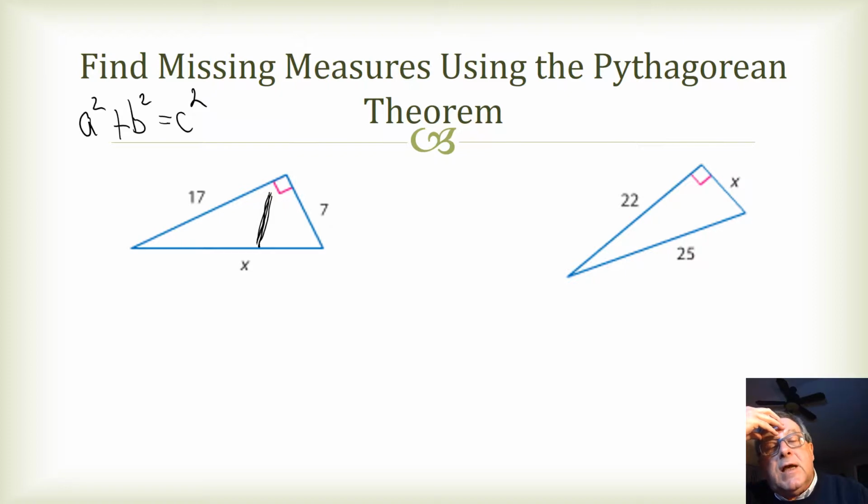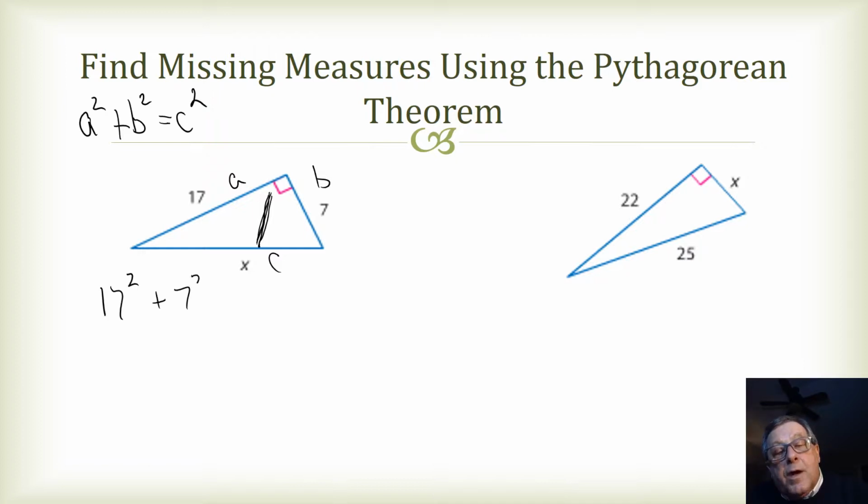So in this case, x is going to be c. And then these two adjacent angles to the right triangle, we might describe as A and B. And you could switch that around. It would not matter, depending on how we're going to solve it. So we're asked to find the missing measures. And so we can just simply substitute these values in and solve for c. In this case, we're solving for the hypotenuse. So let's see, we'd have 17 squared plus 7 squared equals c squared.